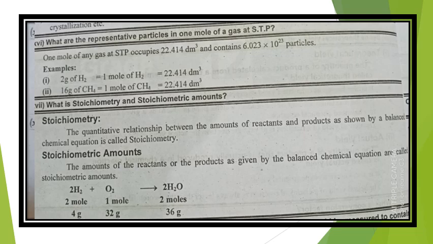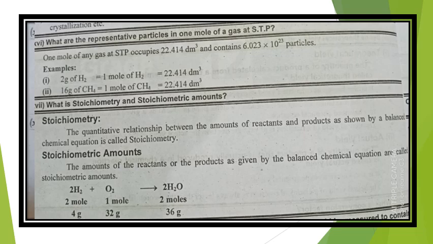Whereas we are dealing with molecules, the term molecule is applied. Similarly, for 1 mole of methane, the mass of methane is 16 grams, it carries a volume again of 22.414 dm³, and 6.02 × 10^23 molecules.